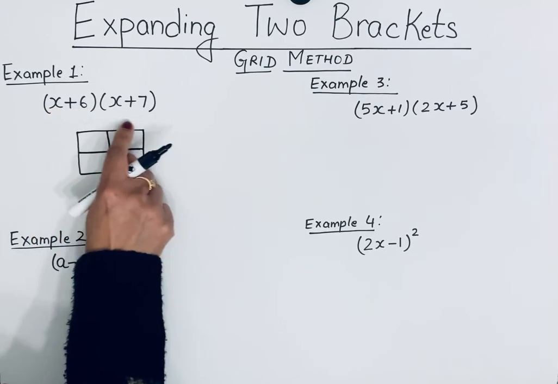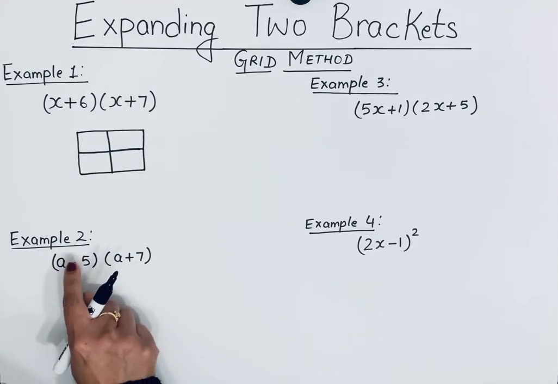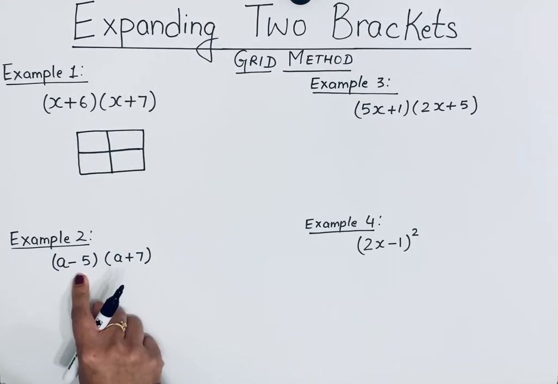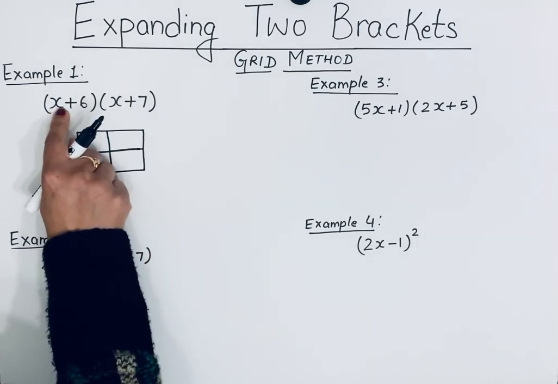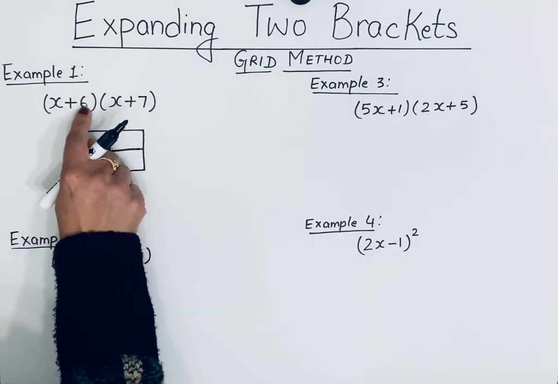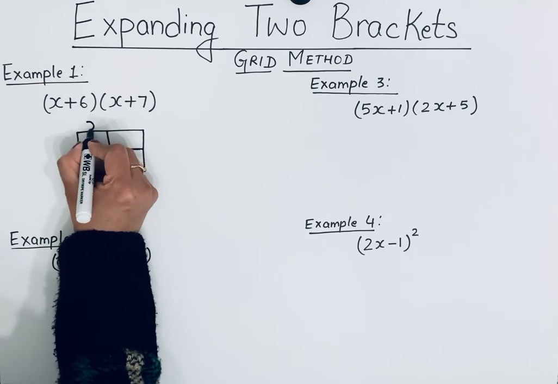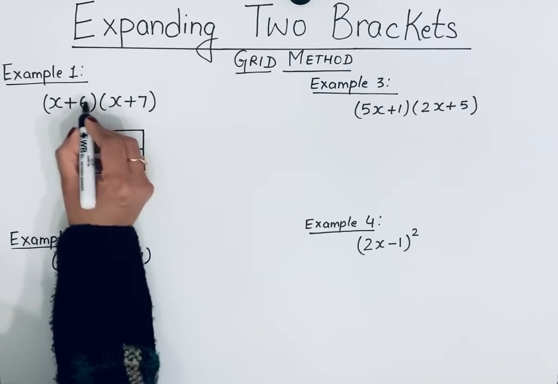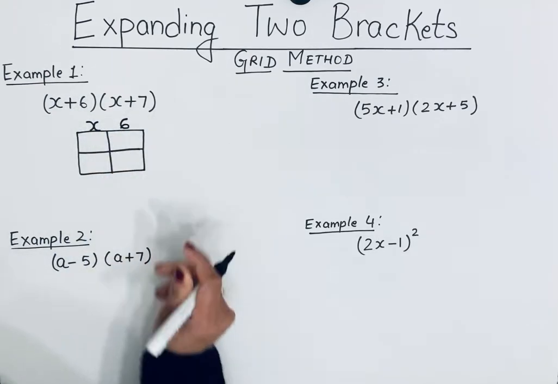Because it's positive, we do not need to include the sign there. When it will be negative, we will. That one we will come to in a minute. Let's write down this one first. So x and 6. Let's write it down. x over there and 6 over here.